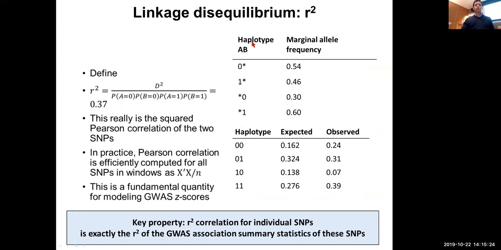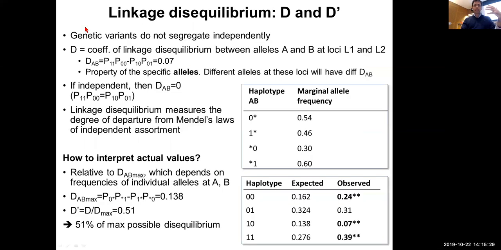What does that mean? It basically means that genetic variants would normally segregate independently. That's the independent assortment that we talked about from Mendel. But every time they deviate from this independent assortment, we say that there's a disequilibrium, okay? That the two variants are not found with independent frequencies in the population, that there's some kind of linkage.